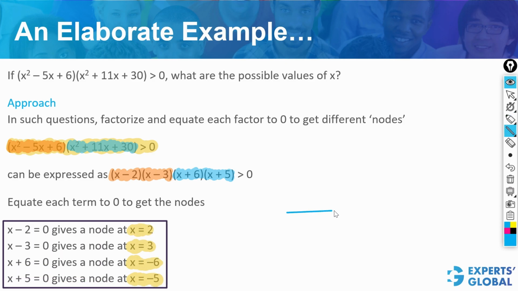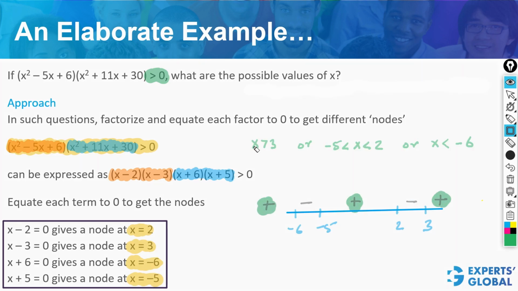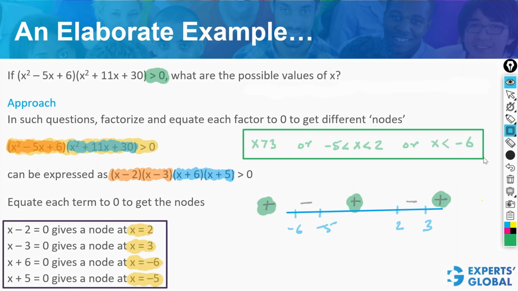Next, we must plot these four nodes on the number line: -6, -5, +2, +3. Now the rightmost region is always positive, and then alternately negative, positive signs. All regions have been plotted. The question seeks positive values of the polynomial. Therefore, the required regions are these. This is what the correct answer would look like. This expression is too complicated to come on the test, but if you can solve this expression, you can of course solve the easier ones.